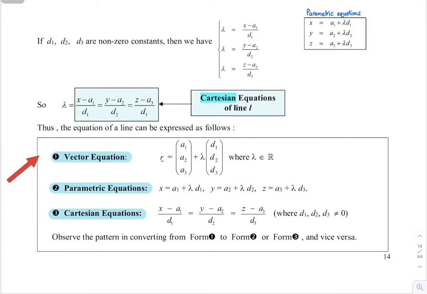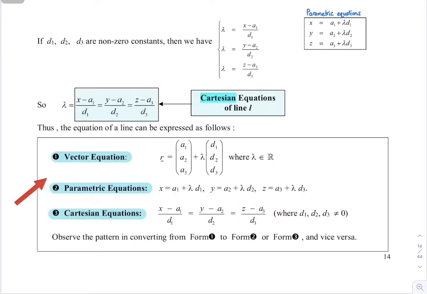We have now covered the three types of equation of lines. The first one, the vector equation, is of this form. The second one, the parametric equations, which contains lambda for each one of the equations. And the third one, the Cartesian equations, which contains only the variables x, y and z, and it does not contain the parameter lambda. To convert the vector equation to the parametric equation, for each one of the components x, y and z, we form the equations as such.